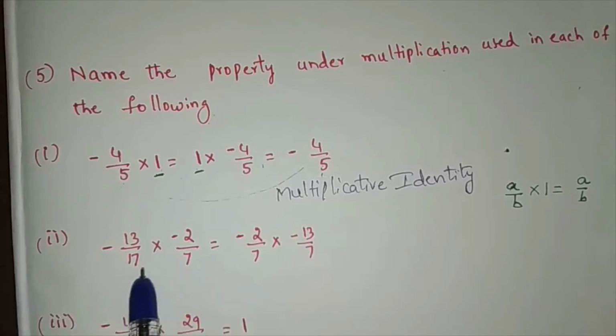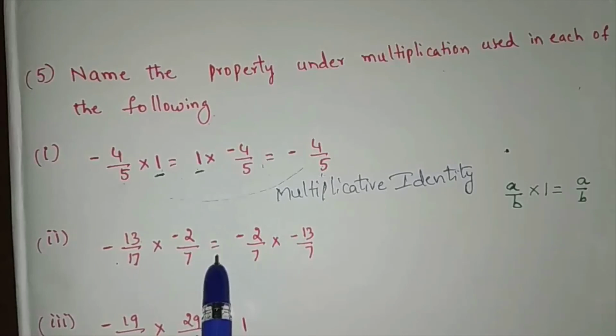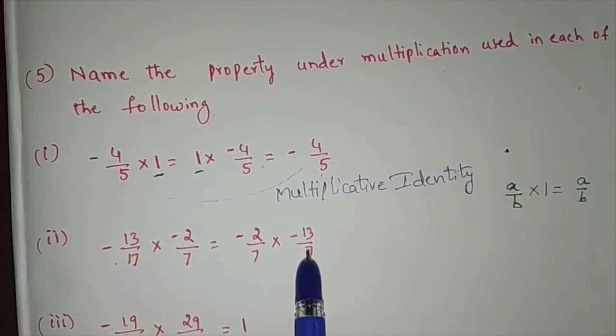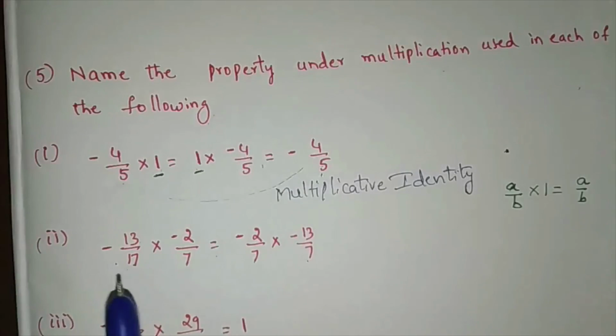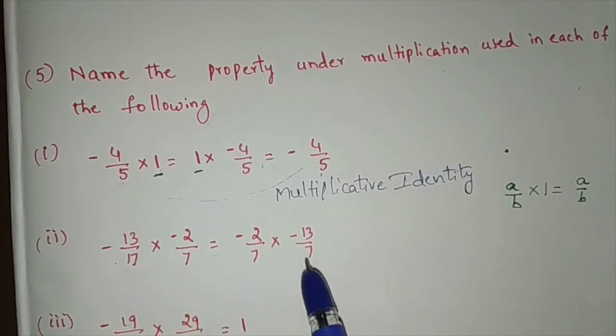Okay, next let's see the second one. Minus 13 by 17 into minus 2 by 5 is equal to minus 2 by 5 into minus 13 by 17. So we know this, if we multiply a into b or b into a, the order doesn't matter. a into b is the same as b into a. So this property is the commutative property.